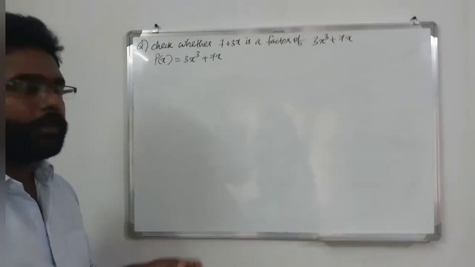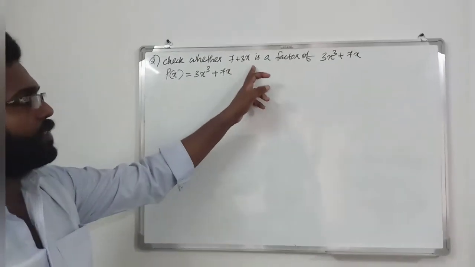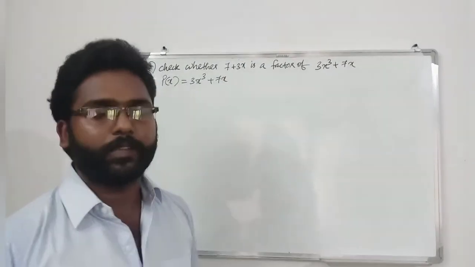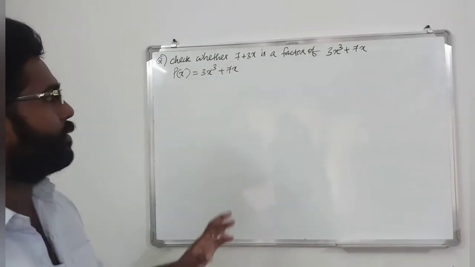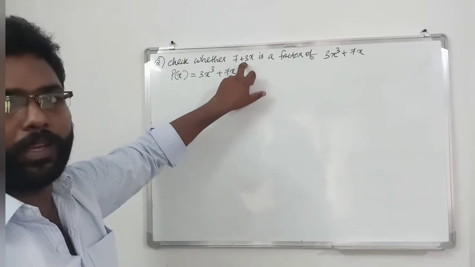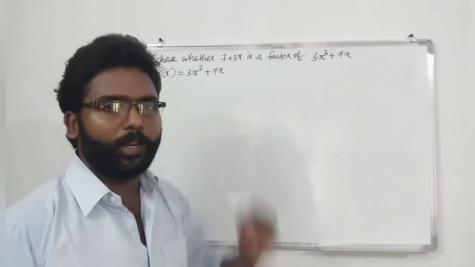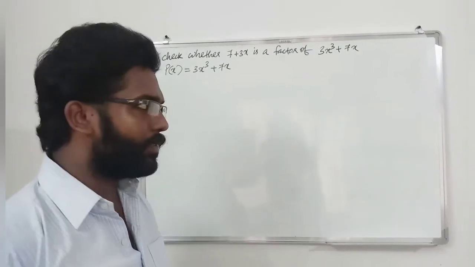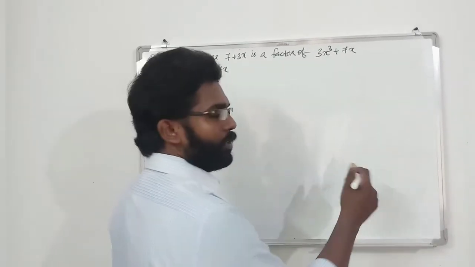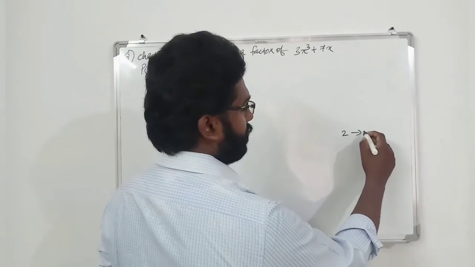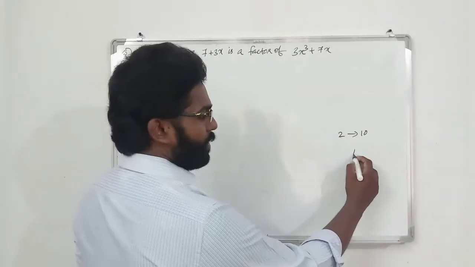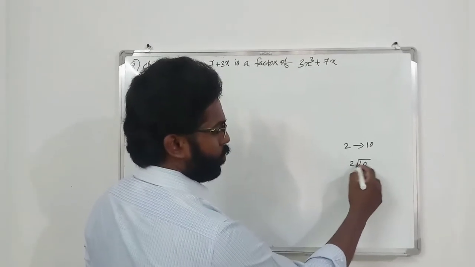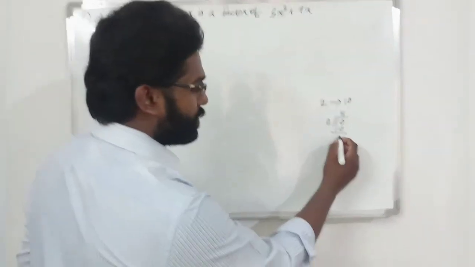Okay, next question: check whether 7 plus 3x is a factor of 3x cube plus 7x. Understand the meaning of this question? The question means this polynomial is a factor of this polynomial. Factor means, I already told you, 2 is a factor of 10. This means when we divide 10 by 2, the remainder will be 0.